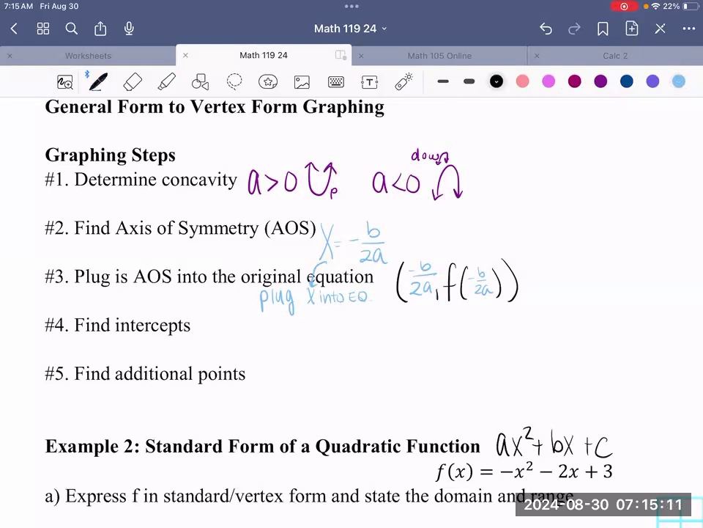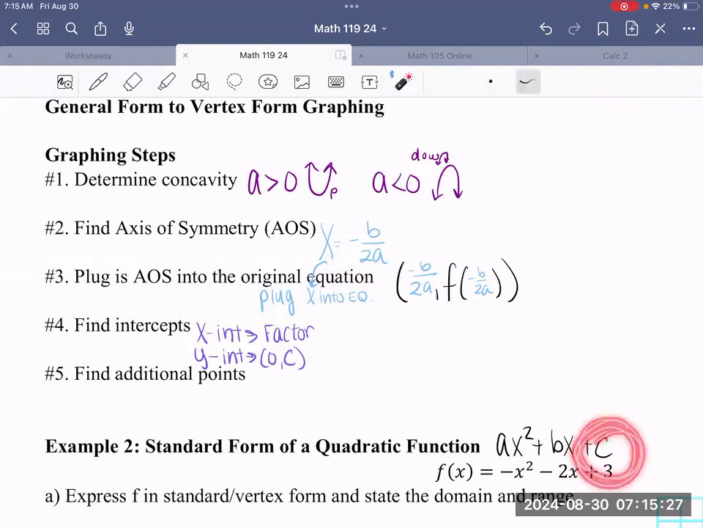Next, we're going to be finding your intercepts. If we're looking for your x intercepts, we're going to factor. If we're finding your y intercepts, we're going to be taking your constant c, or you can plug in a 0 for your x. Lastly, we're going to be finding additional points. If we don't have all 5 points, then we have to pick points and evaluate.